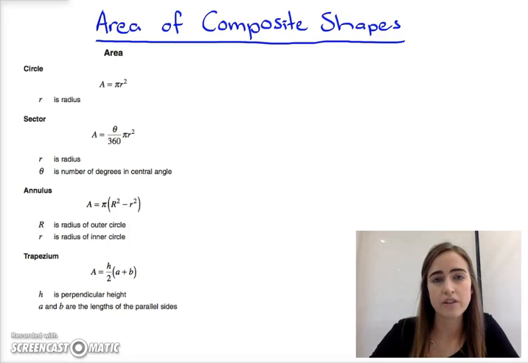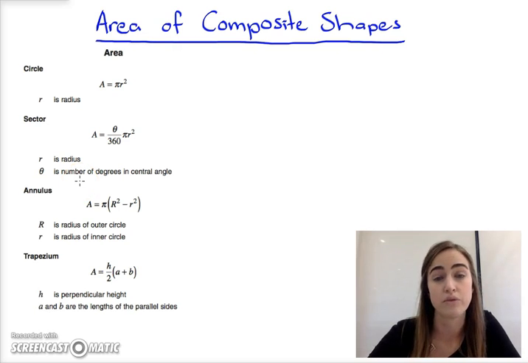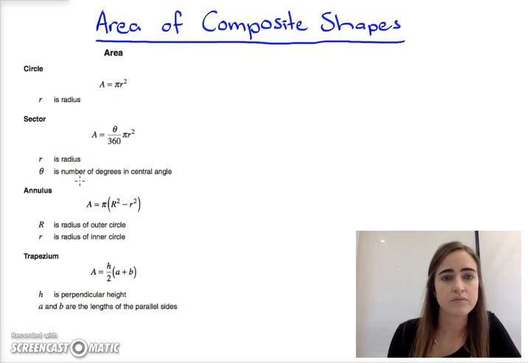In this video, I want to have a look at how we can find the area of composite shapes. So the first thing we're going to notice though is that all of these formulas are given to you on your formula sheet that you get in every exam and in your HSC. So you need to know how to use them, but you don't need to recognize them or remember them, sorry. So we're given the formula for the area of a circle, a sector, an annulus, and a trapezium.